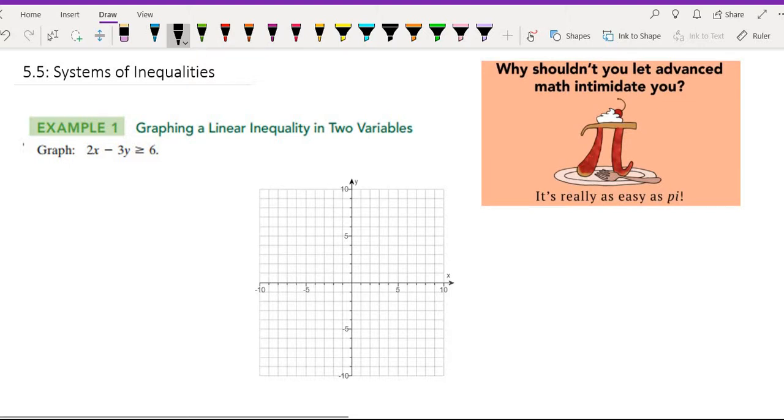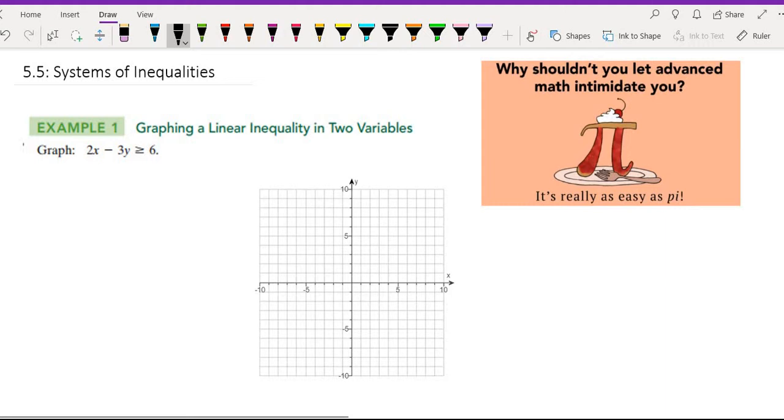Hello guys, today we're going to work on 5.5 systems of inequalities. Here we have example 1. Graphing a linear inequality in two variables, 2x minus 3y greater than or equal to 6.